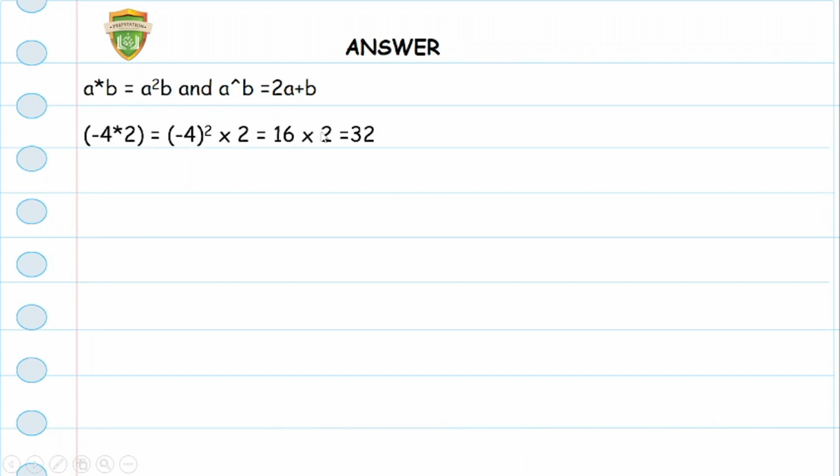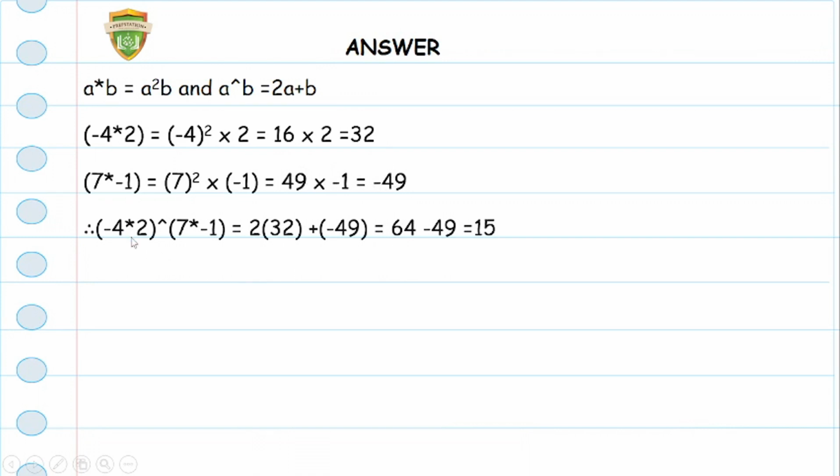So that becomes 16 times 2, which is 32. And then this 7 asterisk minus 1 becomes 7 squared multiplied by minus 1, which is 49 by minus 1, which is minus 49, right? So we'll now get the whole operation now, which is this power this. We already know what this is. This gave us 32. And we already know what this is. This gave us minus 49.